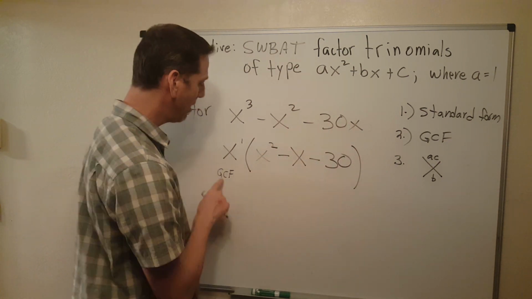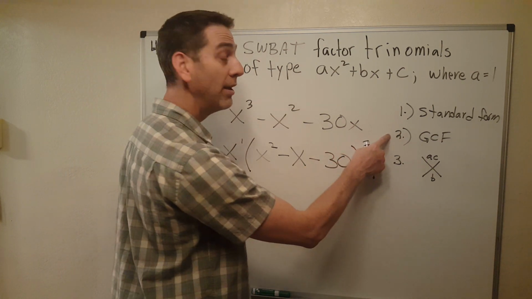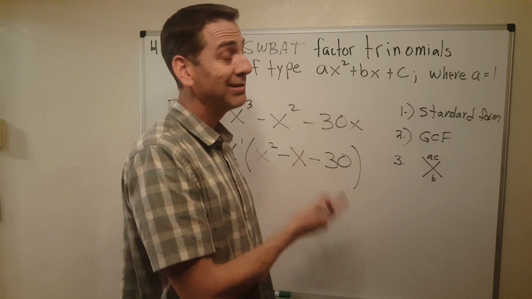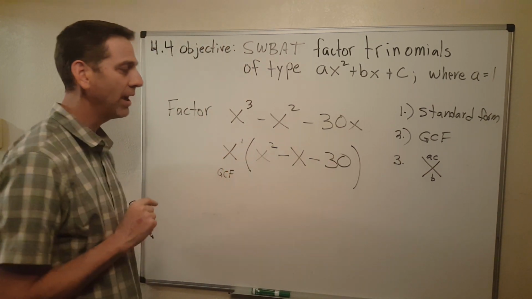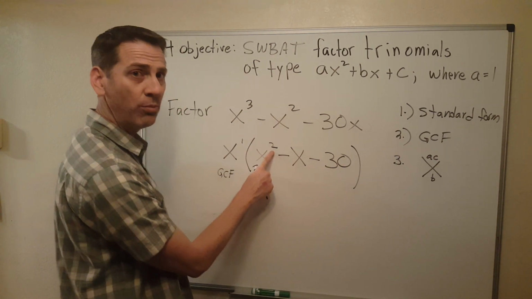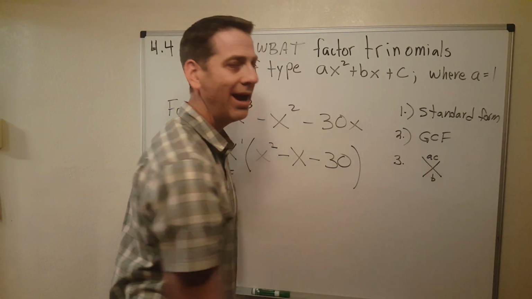Okay, so I factored out a GCF. That's my second step. The last problem, we didn't have to do that. There was no greatest common factor, but sometimes there will be, and so you have to factor that out. Okay, so now we have a trinomial, a second degree trinomial. So now we're going to do our x method.